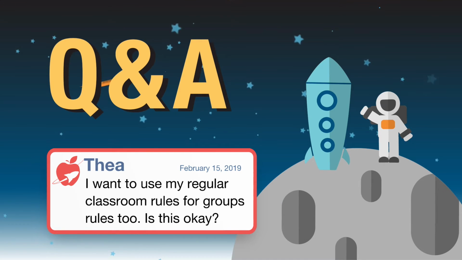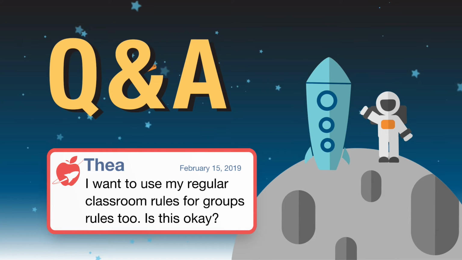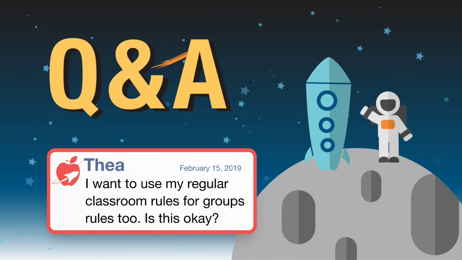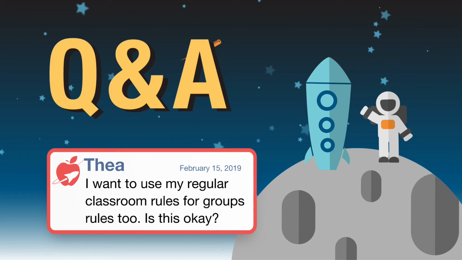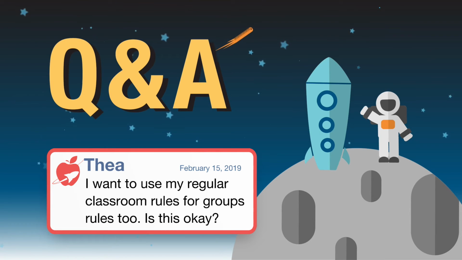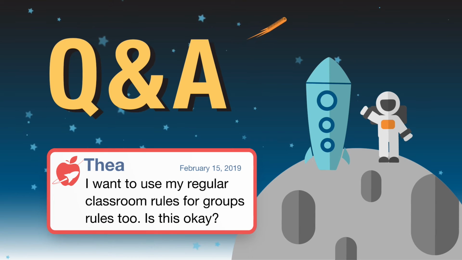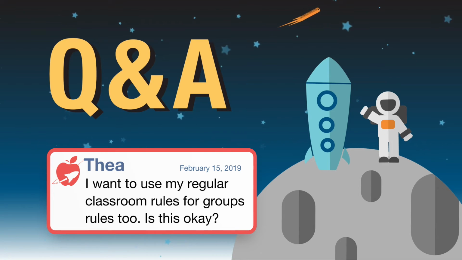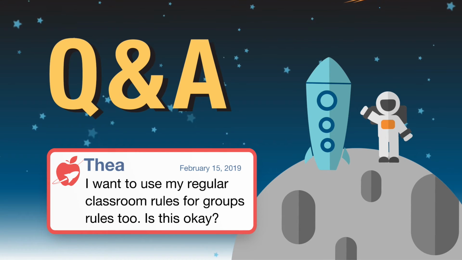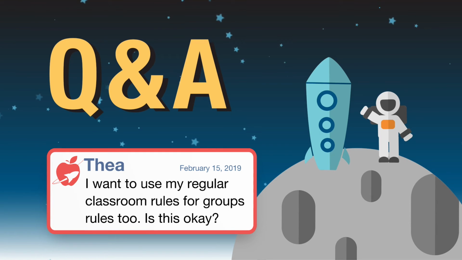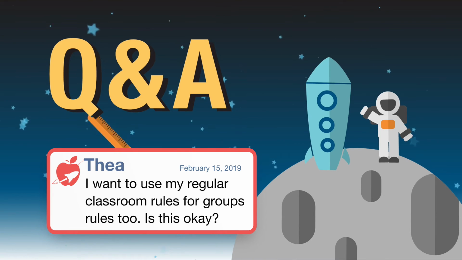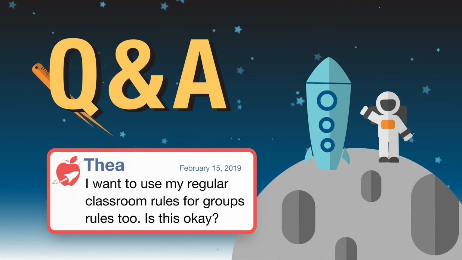We've got a question here from Thea. I want to use my regular classroom rules for group rules too. Is this okay? Is that okay, Heather? So you will need group rules that are more specific to the group activity that you're doing. For example, if you have a classroom rule that states that students need to raise their hand before speaking, this would make it really difficult for student collaboration in the group activity. So instead, you'd probably have a specific group rule regarding the specific voice levels. So that's that conversational level that we talked about in the episode, when they're working in their groups.